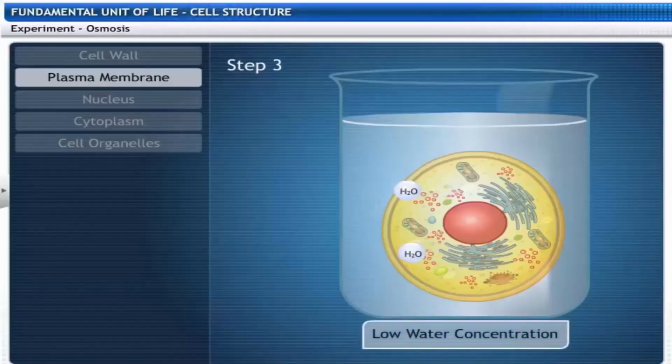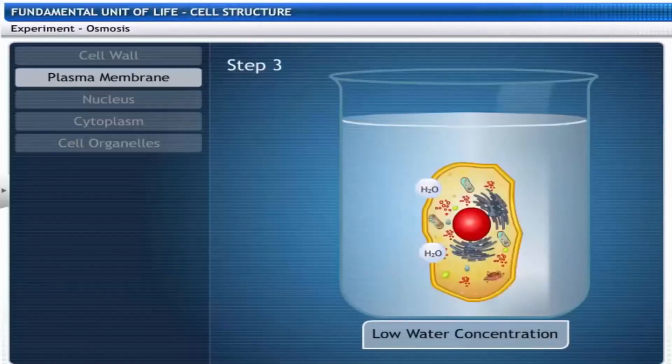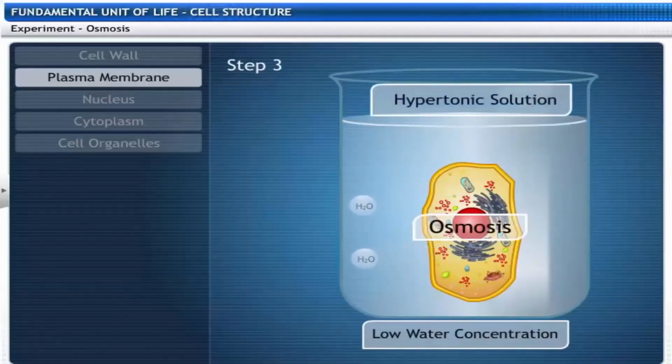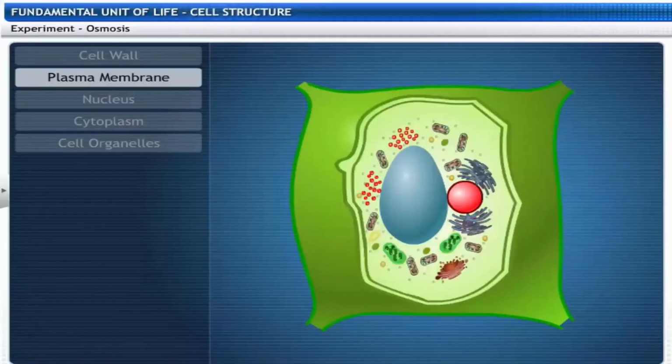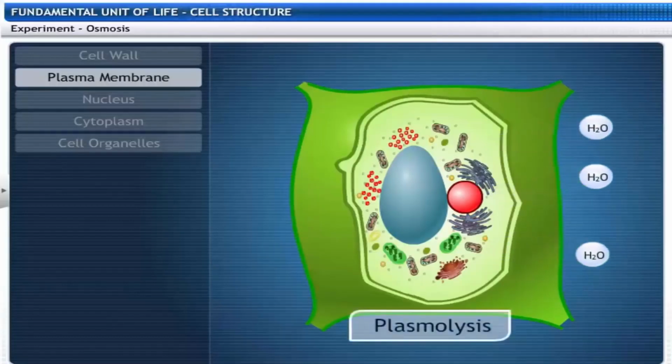If the medium has a lower concentration of water than the cell, the cell loses water by osmosis and then shrinks. Such a solution is known as hypertonic solution. When the cell loses water through osmosis, the cell contents shrink away from the cell wall. This is known as plasmolysis.